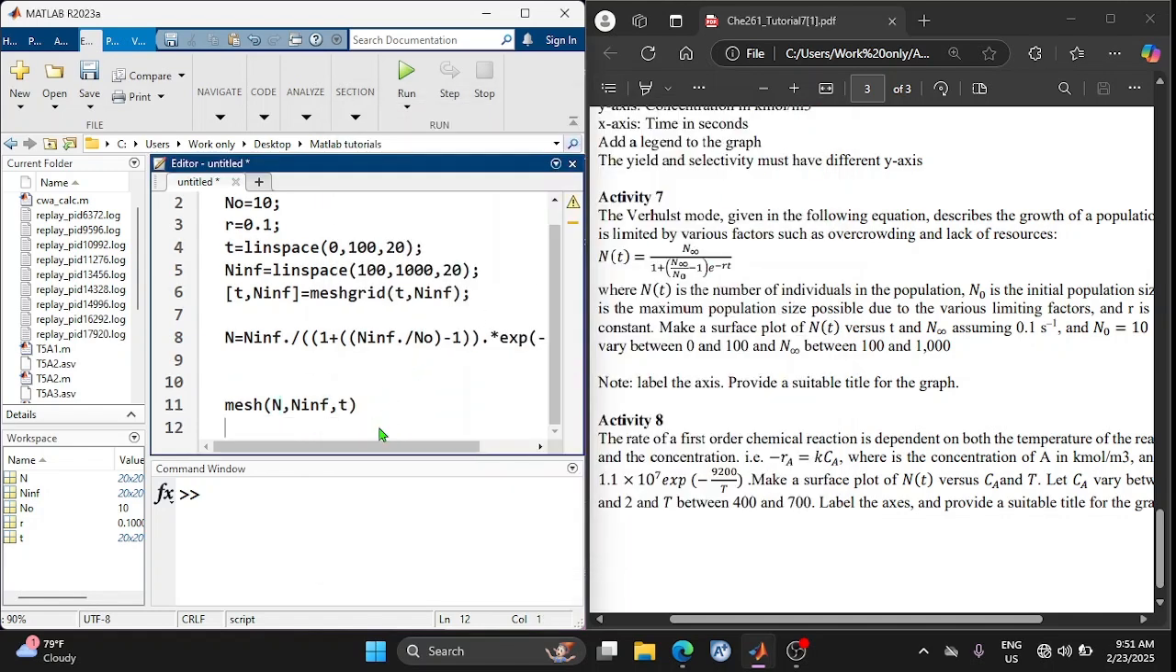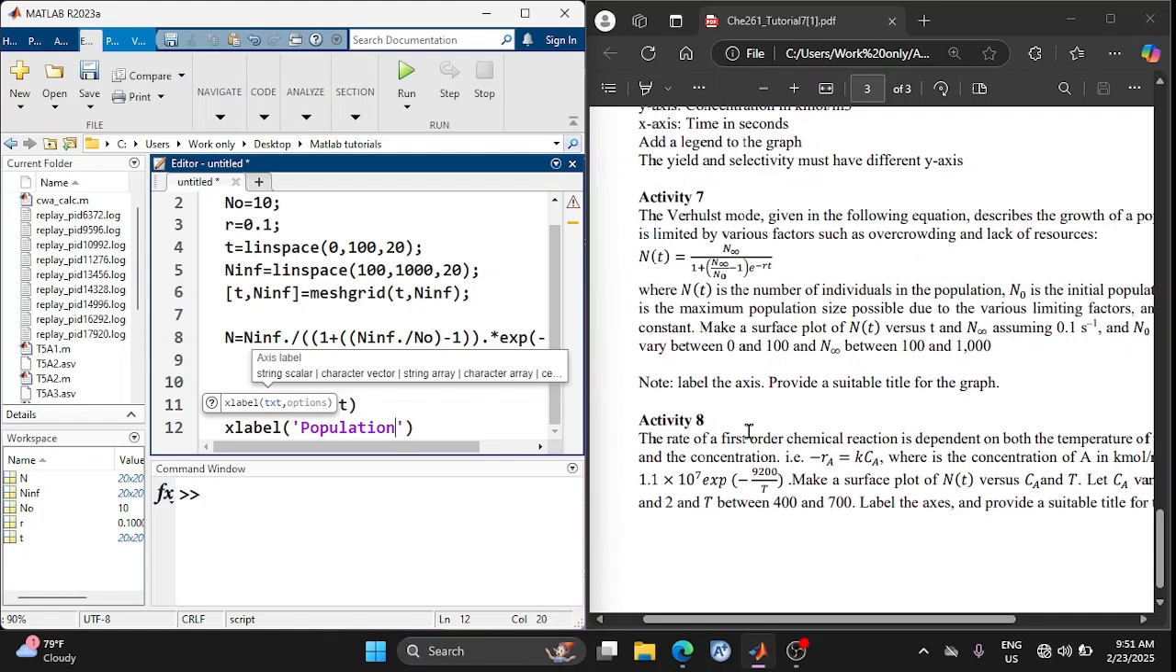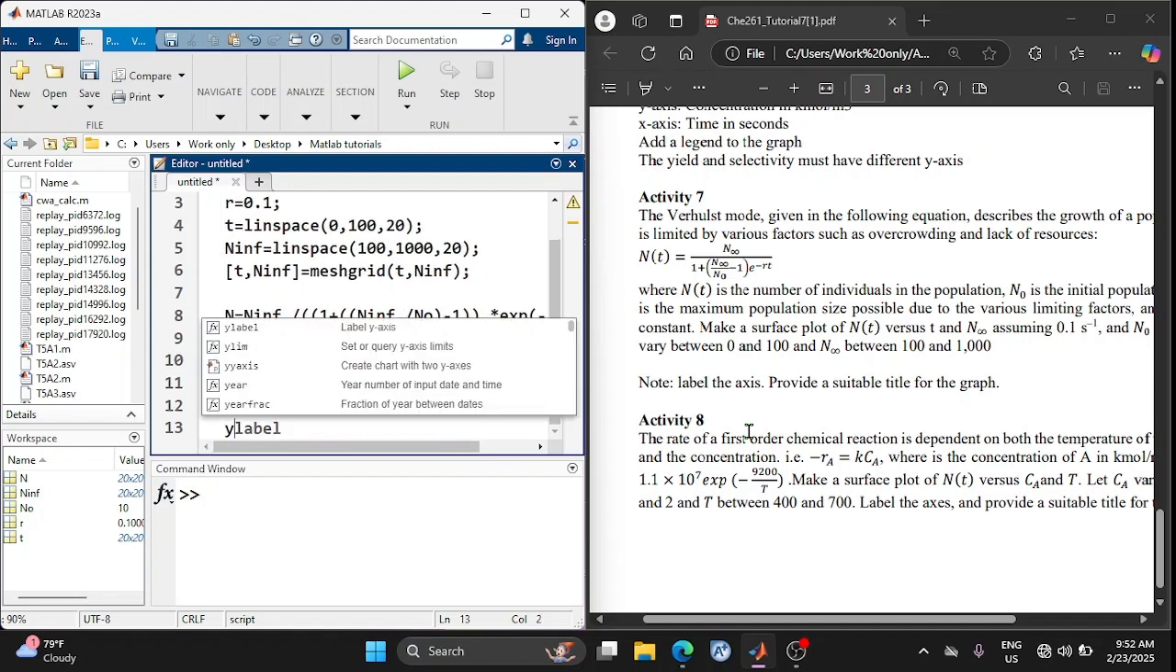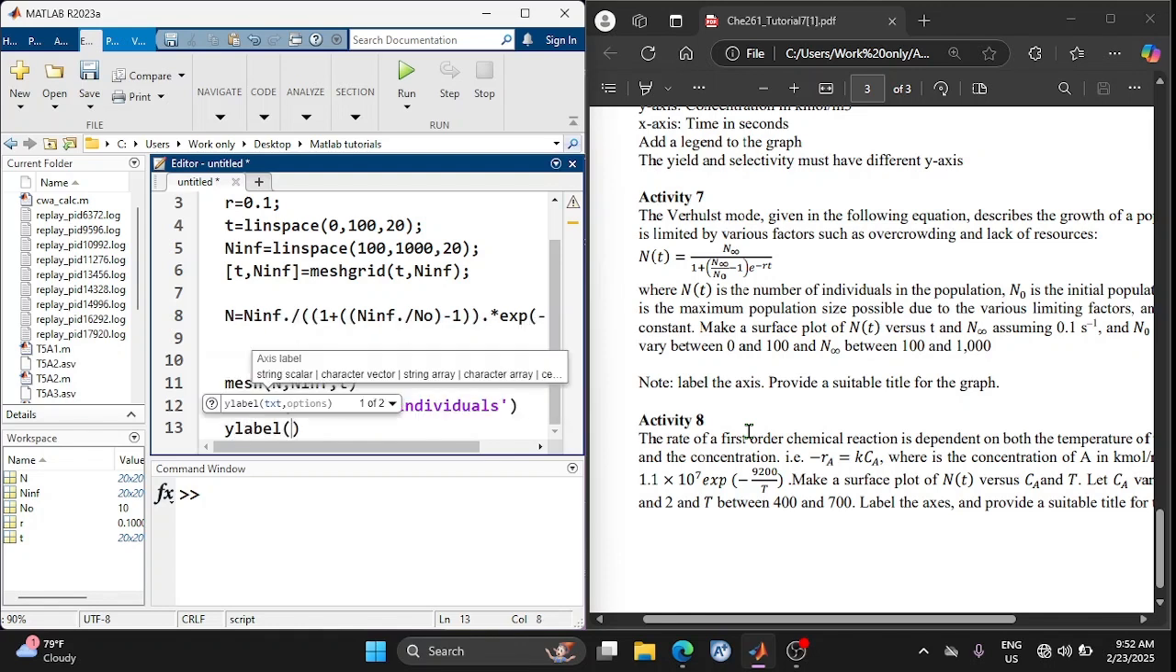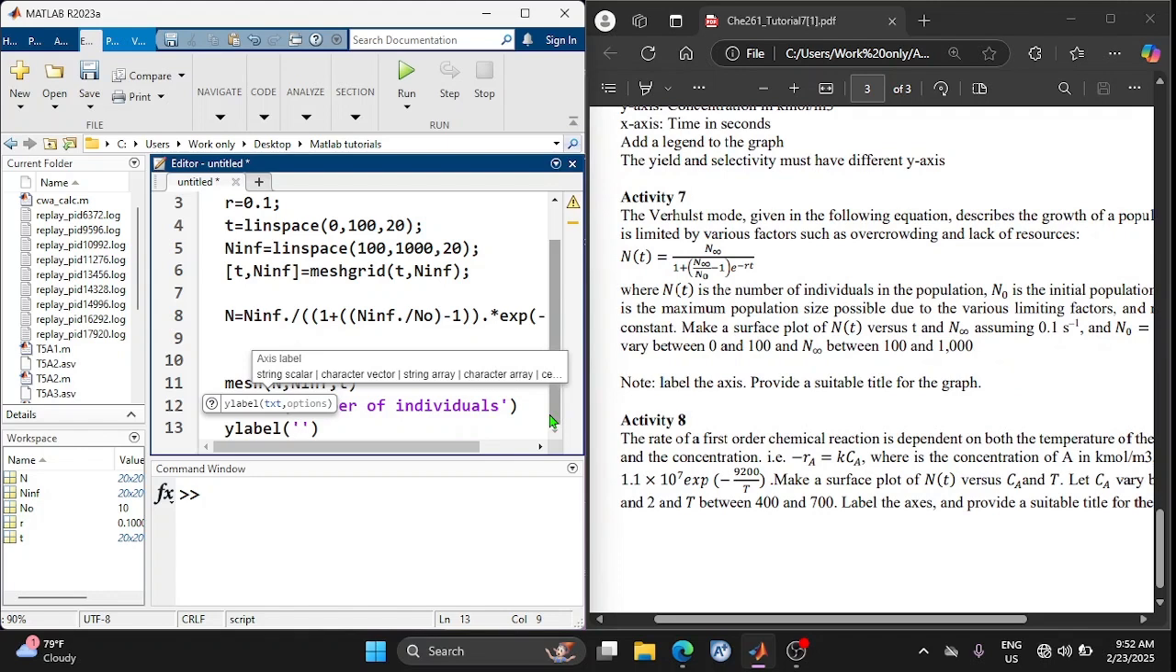And we're also told to label the axis. So my x label is going to be the first thing we have here, which is our n. So I can say maybe population. It said n was the number of individuals. Let me say number of individuals. I can say my y label, and that one is going to be the next one, n infinity. So n infinity is the maximum population size possible. So max population size.